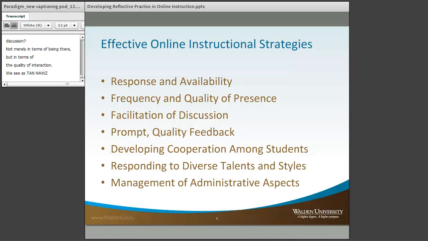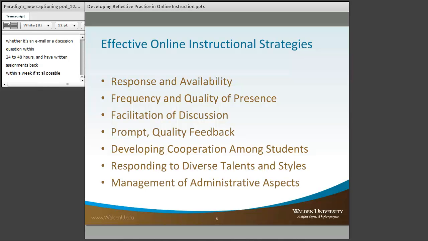And there are many ways, I guess, you could define prompt. Walden tells us we should get back to students, whenever possible, if it's an email or a discussion question, within 24 to 48 hours, and have written assignments back within a week, if at all possible.